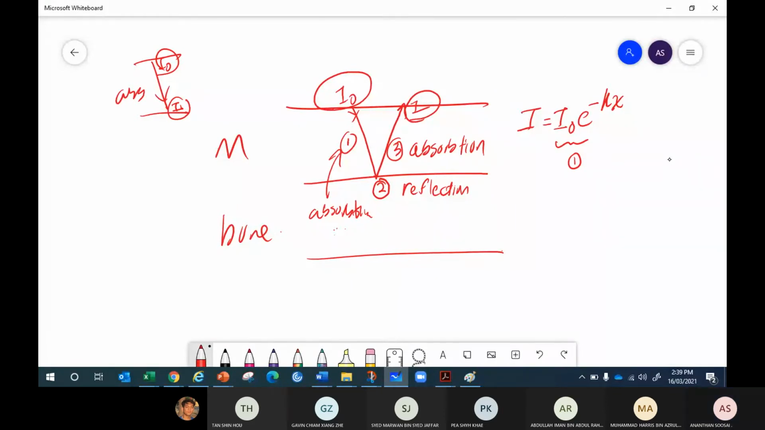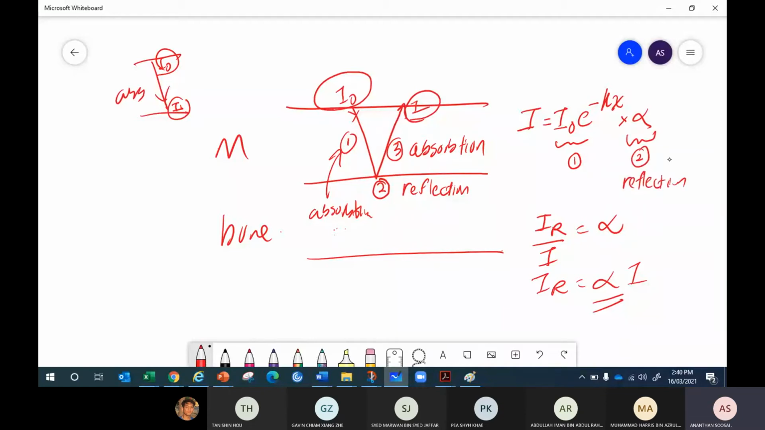Okay, next reflection, right? How is reflection related? Reflection: IR over I equals alpha. So IR equals alpha I, just alpha. So what do you do? Just multiply by alpha. This second step is reflection, reflection from medium 1 to 2.